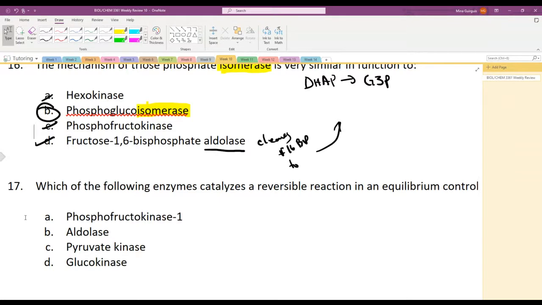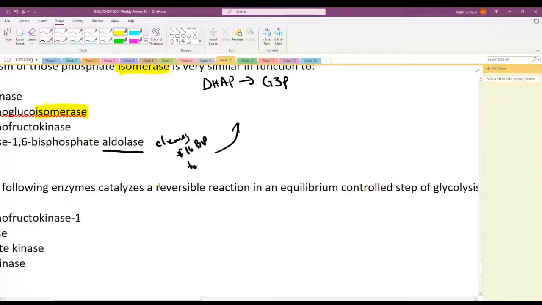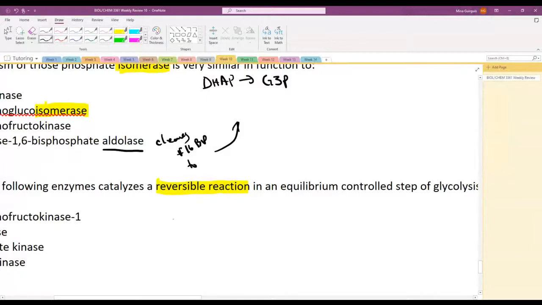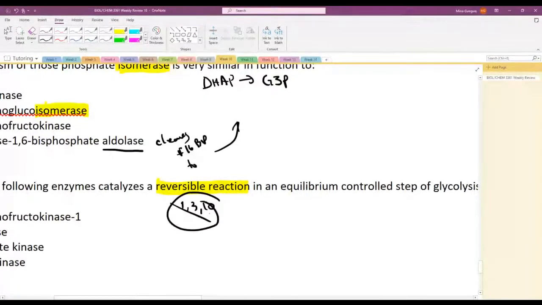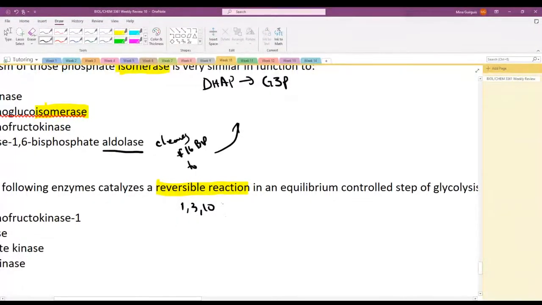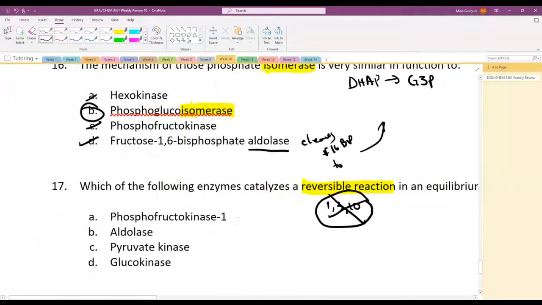So next question, which of the following enzymes catalyzes a reversible reaction in an equilibrium controlled step of glycolysis? Okay, this is really wordy. The things that I'm thinking of are reversible reactions, okay? I know the irreversible ones, 1, 3, and 10, are not on this list. So the first thing my mind goes to is, can I knock any of these choices off the list? Right, let's take a look.